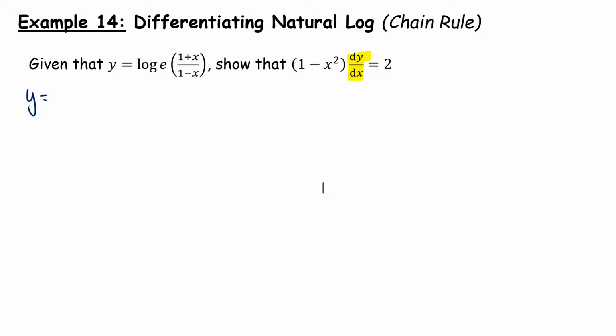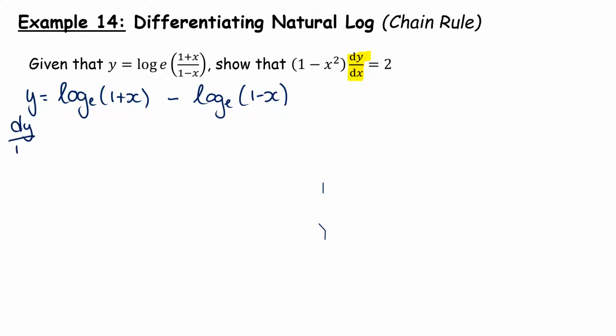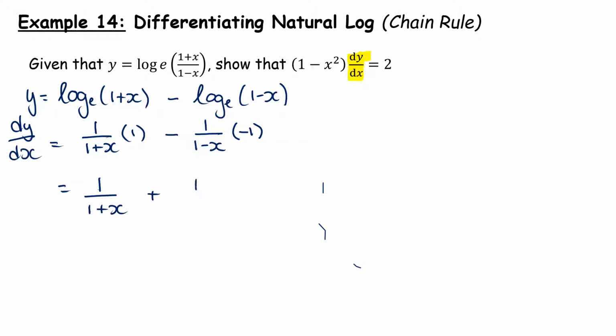So that actually becomes log to base e of 1 plus x minus log to base e of 1 minus x. And now I have something much easier to differentiate because all I have to do is do 1 over whatever's in the bracket and multiply it by the derivative of the bracket, which in this case is 1. Again, 1 over what's in the bracket multiplied by the derivative. Now, when I differentiate 1, it disappears. When I differentiate minus x, I get a minus 1. So what we get is 1 over 1 plus x plus 1 over 1 minus x.